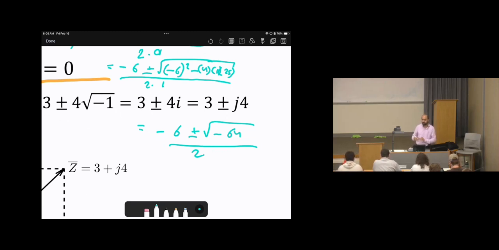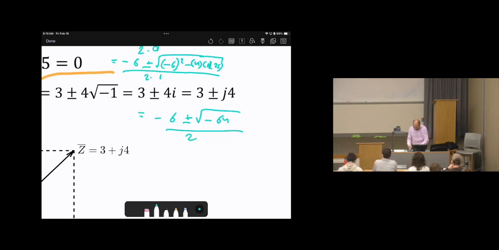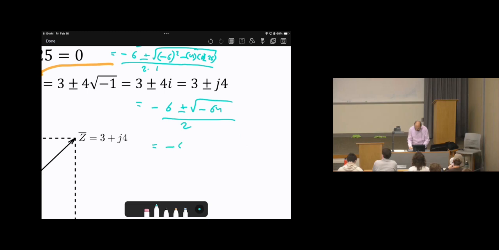In old math, before we learned the complex numbers, we used to say we cannot take a square root of a negative number. But then in calculus, maybe calculus 2 or calculus 3, when you learn about the complex numbers, we say, okay, we can define the square root of a negative number. How can we do it? Basically, you can say it is negative 6 plus minus square root of negative 1 times square root of 64 over 2.